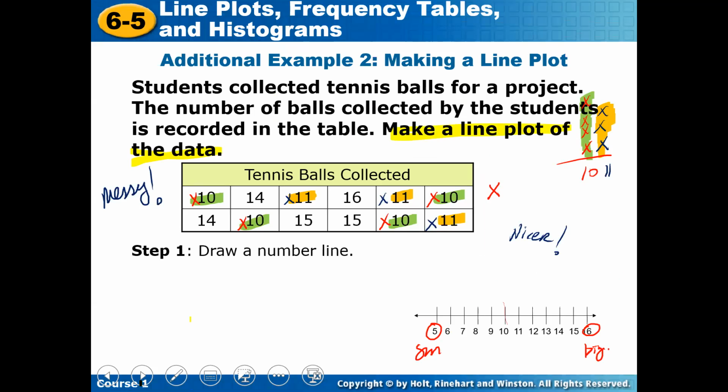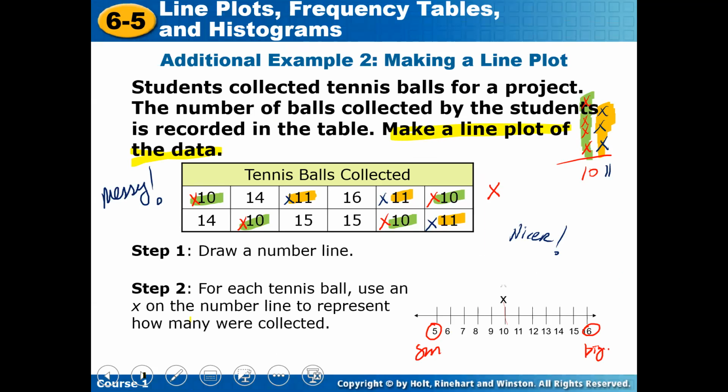So I'm going to draw a number line. And then we're going to figure out how many tennis balls are there. So how many people collected 10 tennis balls? How many people collected 11 tennis balls? How many 14, 15, and 16? If you look at this, there are 1, 2, 3, 4 10s. There are 1, 2, 3 11s, followed by 2 14s, 2 15s, and 1 16.